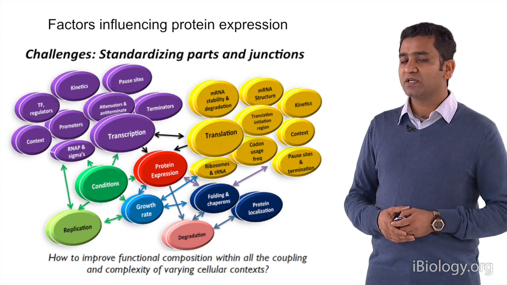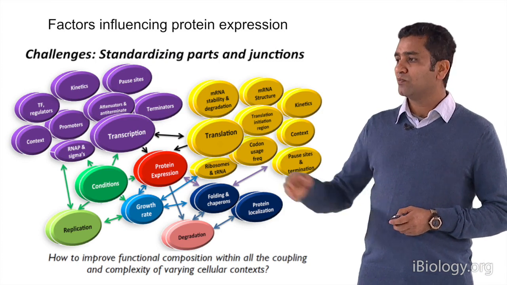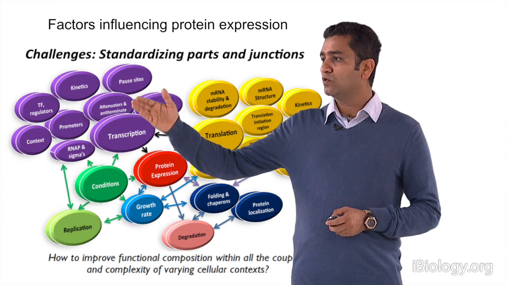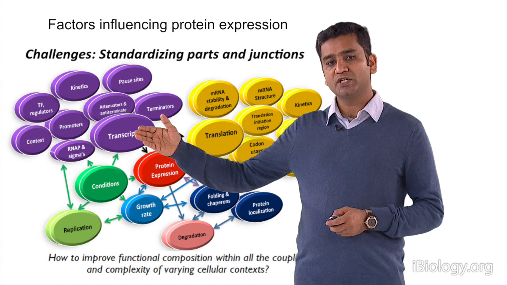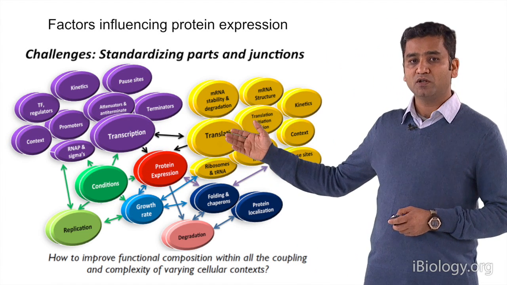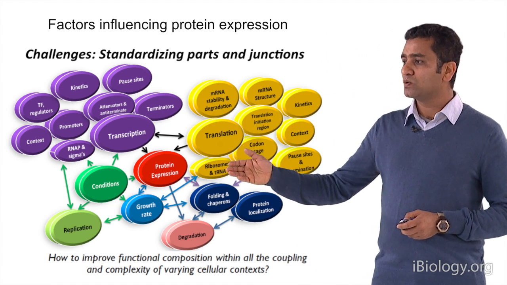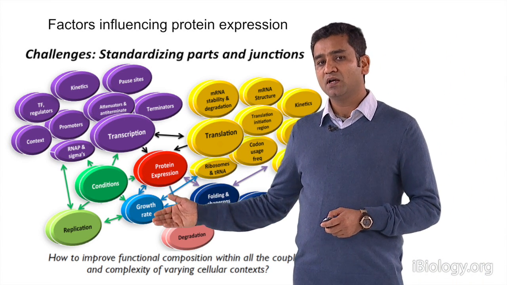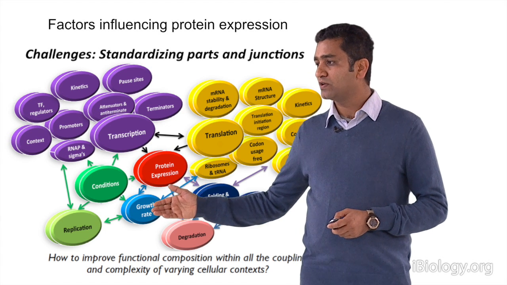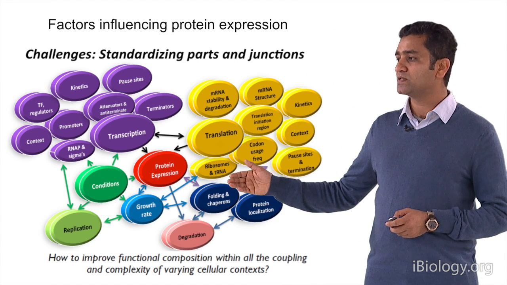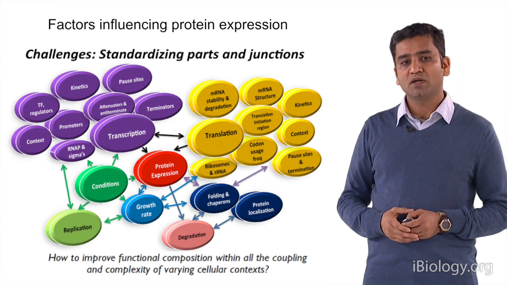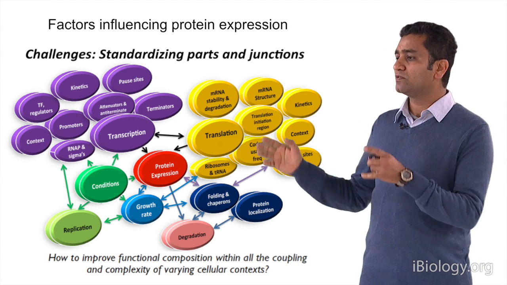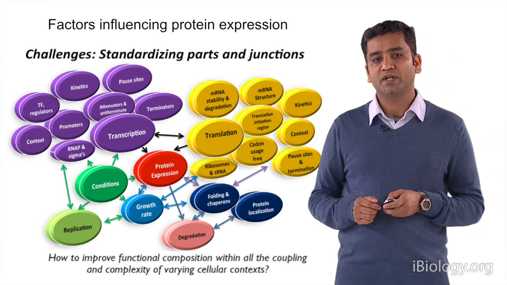Protein expression is a huge, complex system, regulated by pretty much everything in the cell. It can be the whole transcription machinery along with the translation machinery, all regulating protein expression. It also gets impacted by the conditions, replication of the cell and of the DNA, and also the growth rate, degradation of mRNA and proteins, folding factors, and so on. So how do we really approach and improve the functional composition within all of this coupling and complexity of varying cellular contexts?